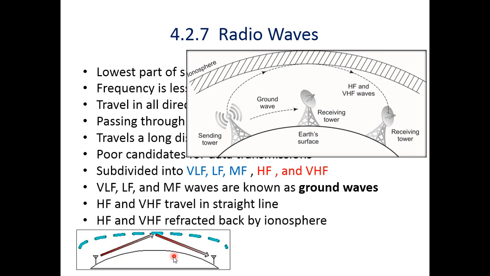So this is the earth surface, this is the sender tower, and this one is the receiver tower. Those waves are the high frequency and very high frequency. They can traverse in a straight line in the sky, and when they reach the ionosphere, they refract back onto the earth's surface.